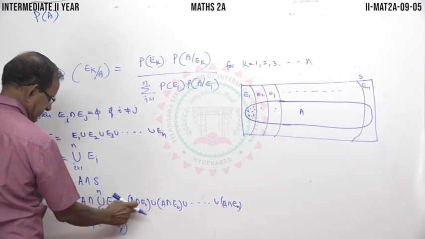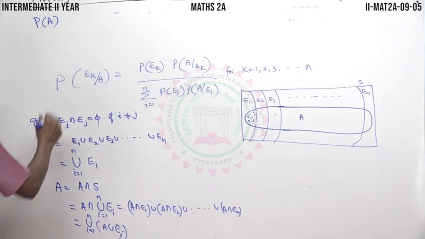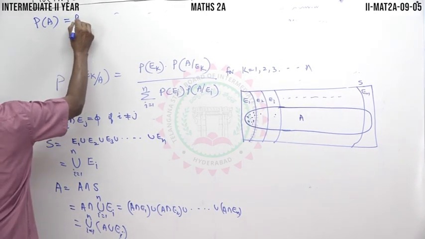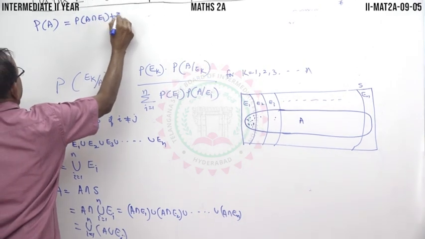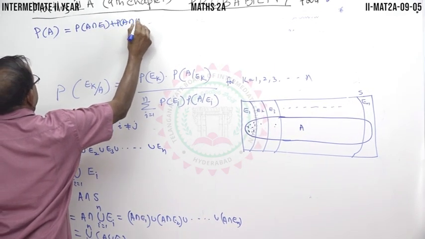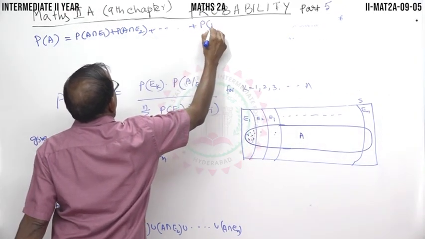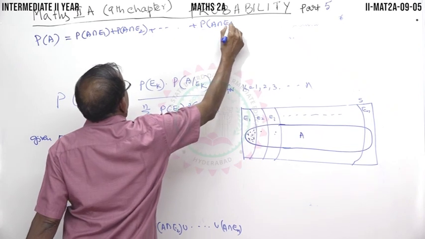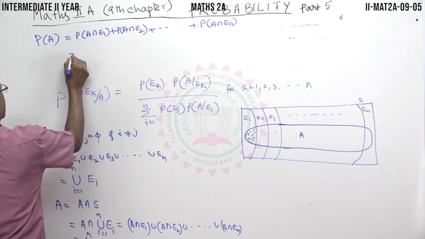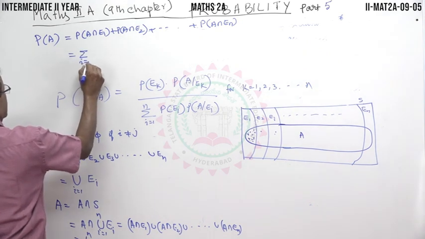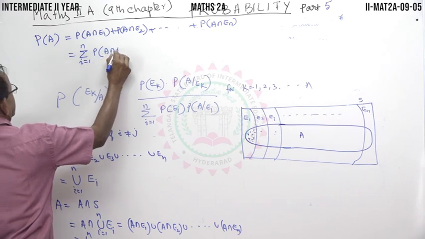Now P of A is the probability of A. That is P of A intersection E1 plus P of A intersection E2 and so on, plus P of A intersection En. Simply you can write it as sigma i is equal to 1 to n P of A intersection Ei.